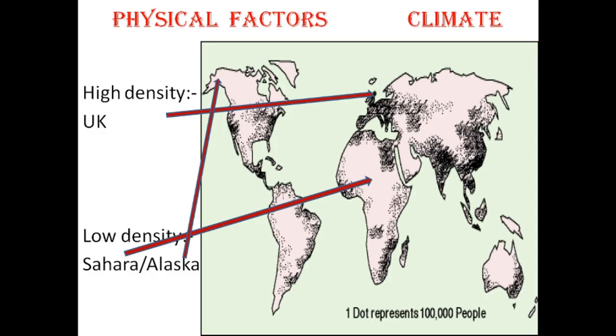Let's see the map. Come here. I have given the example of the UK in a high density area. And let's see here, because the climate is good here. And I have given the example of the Sahara, one of the hot deserts, and Alaska, which is the example of a cold desert. Sahara, here, very hot, very difficult to live. Climatic conditions are not good here. And Alaska, too cold to live, not comfortable for living.